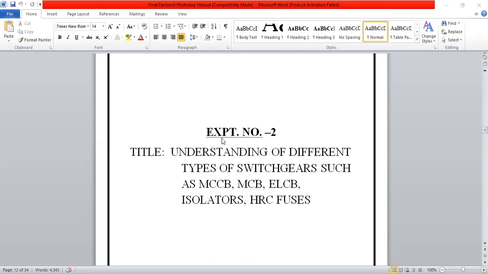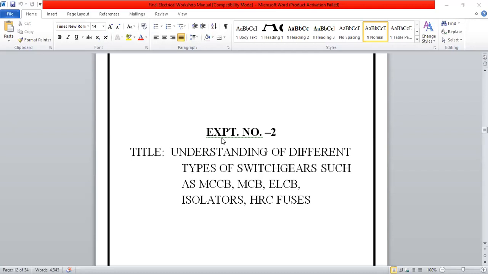Now today we will discuss the second practical, experiment number 2, understanding the different types of switchgear equipment such as MCB, MCCB, ELCB, isolator, HRC fuses. These are the different types of switchgear equipment. These switchgear equipments you people study in your BE class, in the switchgear and protection subject.